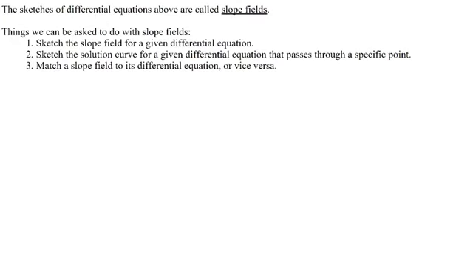Okay, here I've got 3 slope fields. And I forgot, I needed to go back up, so I'm going to come back to these slope fields in a second. We need to go back and do the second thing. We need to sketch the solution curve for a given differential equation that passes through a specific point. So I'm going to go back up to the previous 2 examples, and I'm going to sketch a solution curve on those.